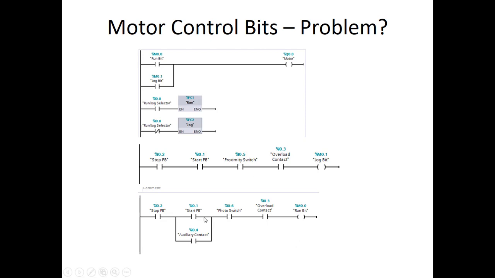Got to remember though that if this right here is true, and we switch the selector switch and jump out of it, it's going to try and keep this true. So when we toggle back into the run, it's going to try and make this true if that's the last state it was in.